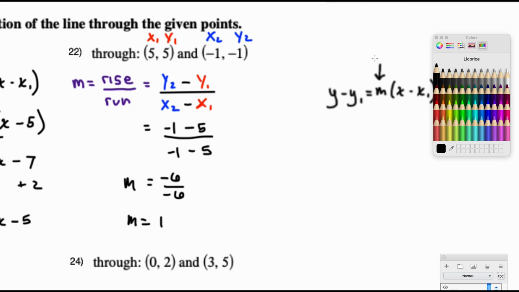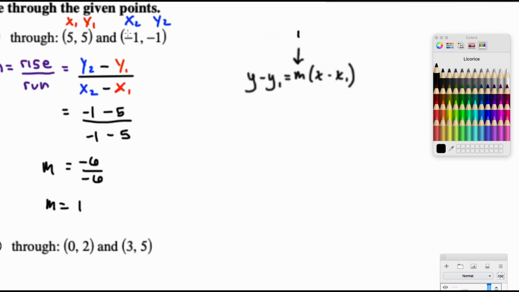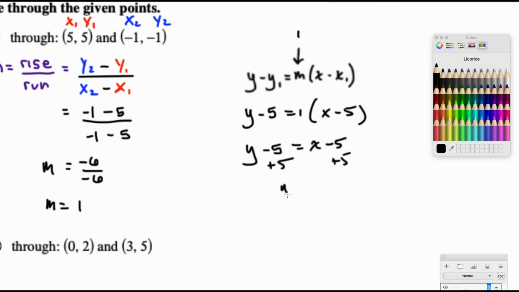Okay, that's nice. So 1 is going to go in for my slope. And now I have to choose one of my points. I'll just stick with the 5, 5 again. So y minus 5 equals 1 times x minus 5. And distribute. 1 times this, that's just x minus 5. And then we're going to add 5 to both sides. x is all that's left on the right, so y equals x.